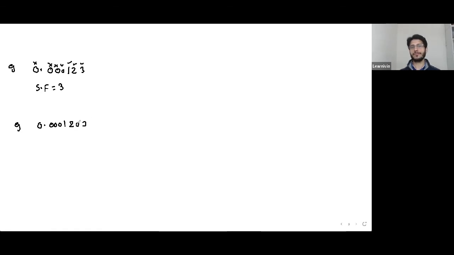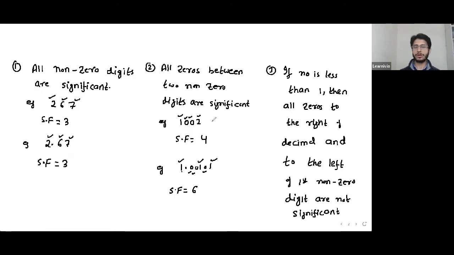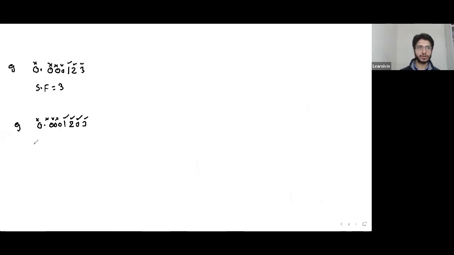1.0001203, now this 0, this 0, this 0, this 0, all 4 zeros are not significant. 1, 2, and 3 are significant. But this 0 is in between 2 and 3, so this is significant also. The 0 is in between two non-zero digits, so by rule number 2, this 0 is significant. So you can say that the total number of significant figures is 4.